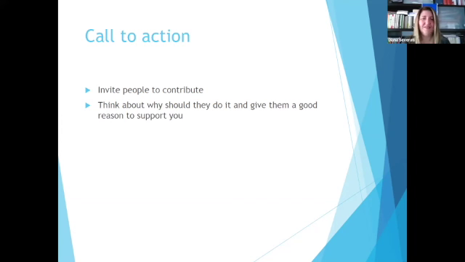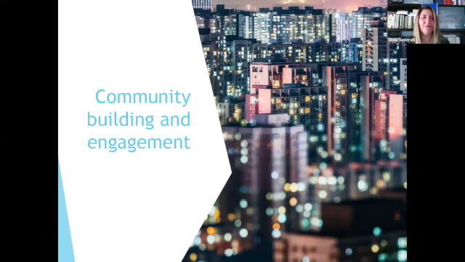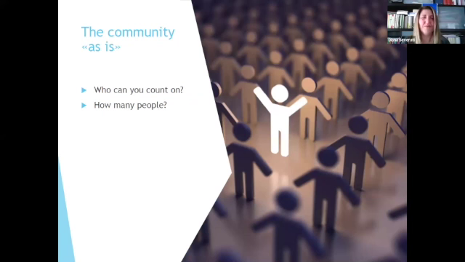And the core of your campaign: community building and engagement. Without a community, you don't have a crowdfunding campaign. You have to think about the community as it is. So who can you count on? How many people could support you? You have to just count them. 10, 100, 1,000. How many people are in your community and could potentially contribute to your project, to your campaign?